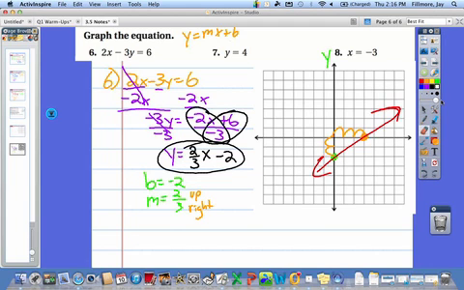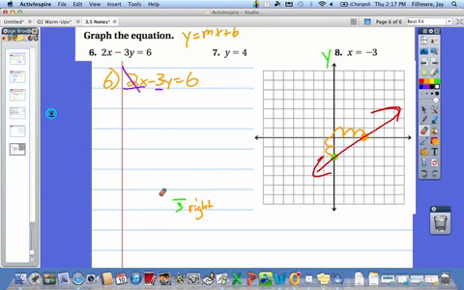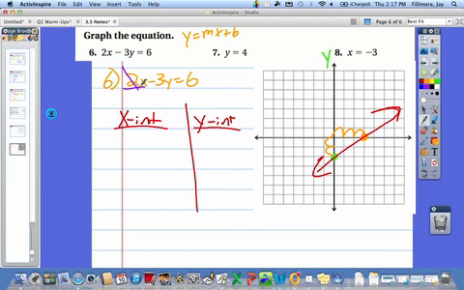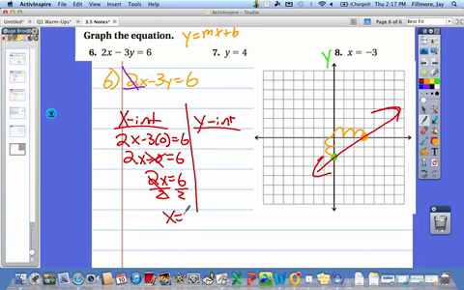There's a second way we can do this. It's a little bit faster, but if you're not comfortable with it, it's only an option. You don't have to do it this way if you like the first way. You can plot this by finding your intercepts, your x-intercept and your y-intercept. To find your x-intercept, you take your equation, but plug in 0 for y. So 2x minus 3 times 0 equals 6. 3 times 0 is simply 0, so it's 2x minus 0 equals 6. But since subtracting 0 really doesn't change anything, I don't need to write it. I can just write 2x equals 6. And I'll divide both sides by 2, so my x-intercept is 3.